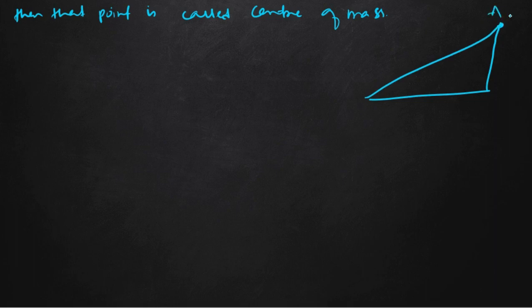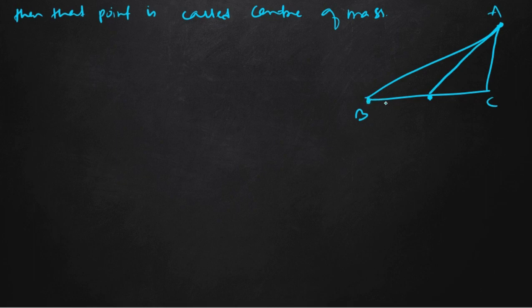So from this point, suppose from A, we draw one median. How to draw the median? The opposite face is our BC. So we have to take the midpoint of BC. Suppose this point is the midpoint of BC. So we have to join A and this midpoint. So this is the median.